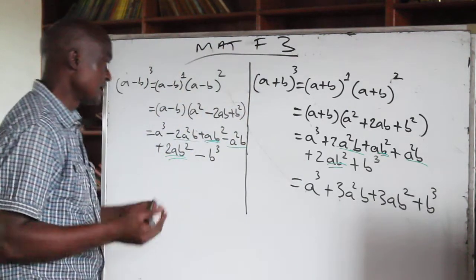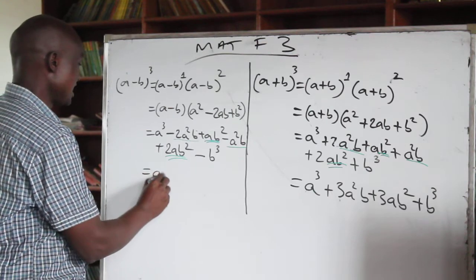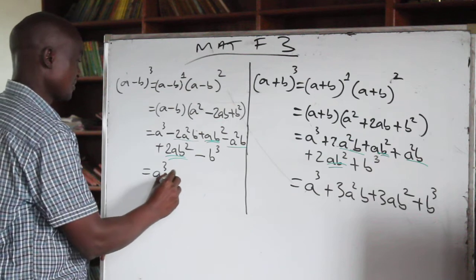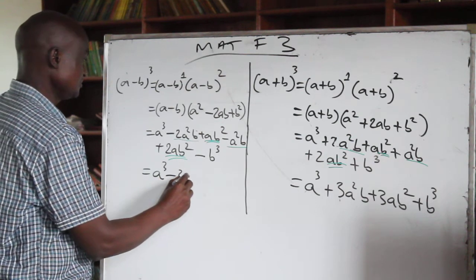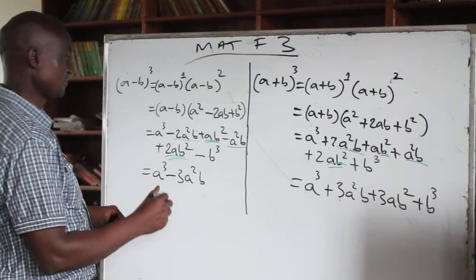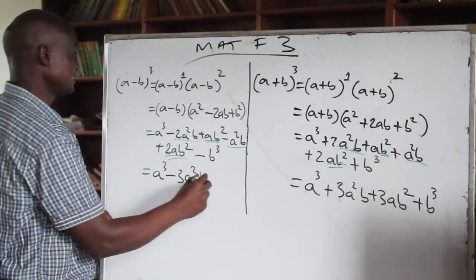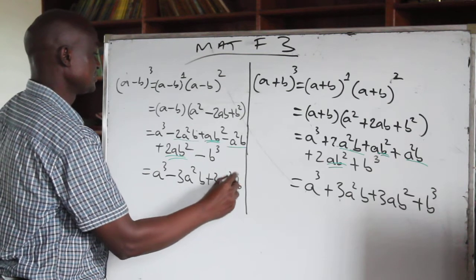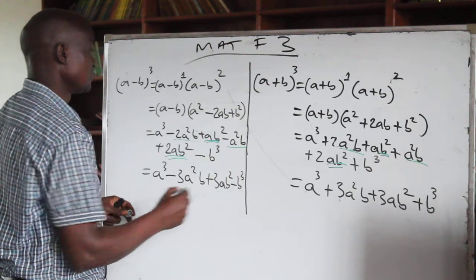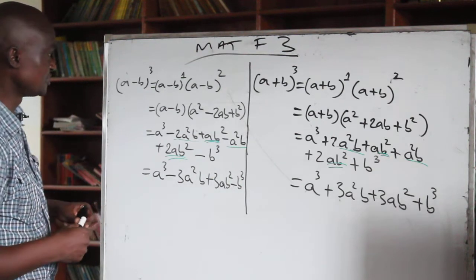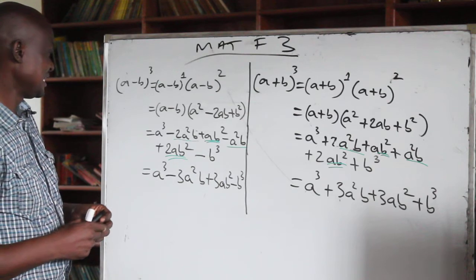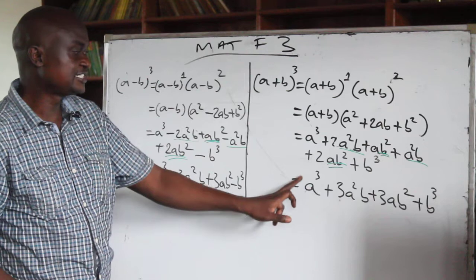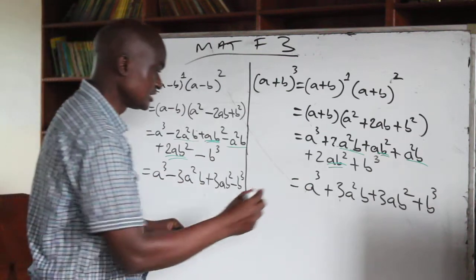So let's combine them. We'll have a cubed. This and this will give us minus 3a squared b. This and this will give us plus 3ab squared, then minus b cubed. What does that tell us here? In this case, normally we don't write the coefficient 1 if it is 1, but this one should be 1.